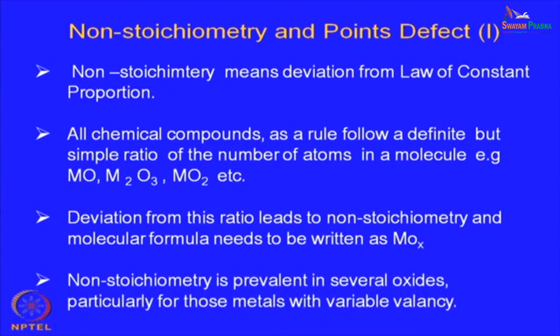Non-stoichiometry is prevalent in several oxides, particularly those of metals with variable valency. As mentioned, whenever there is ionization of the defects, you need a variable valency metal to be present. So variable valency metals or their oxides have a tendency to become non-stoichiometric.